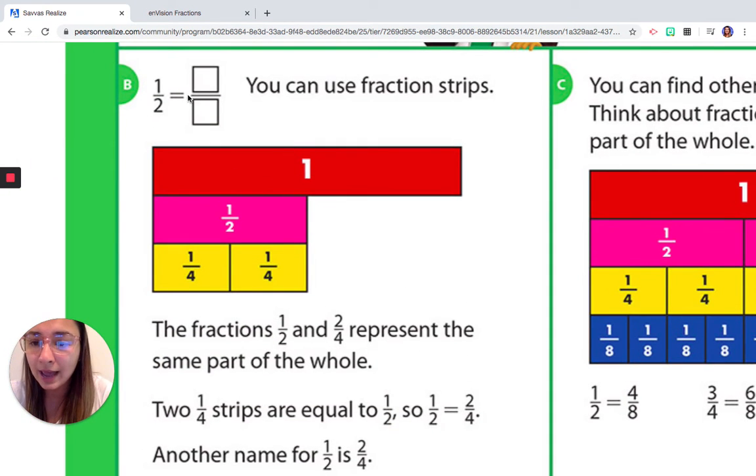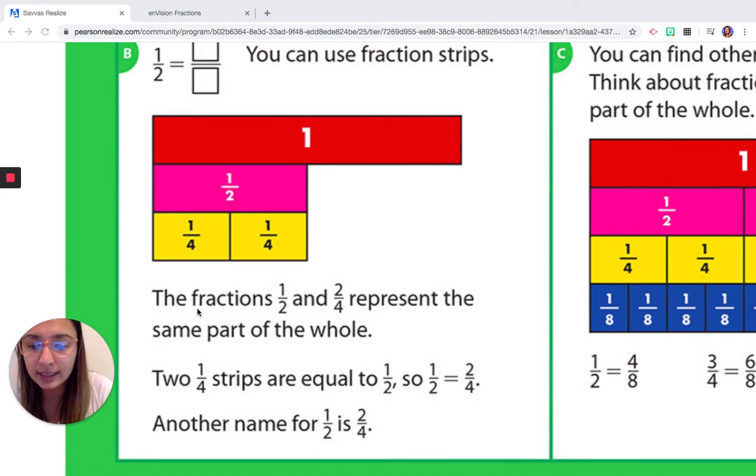It says 1/2 is equal to what? What we are trying to find is what fraction can tell the same thing as 1/2. You can see here they have a whole fraction strip that is just a whole, and they also put a fraction strip here that says 1/2 because that is what we are working with. Again, we are trying to find a fraction that is the same as 1/2.